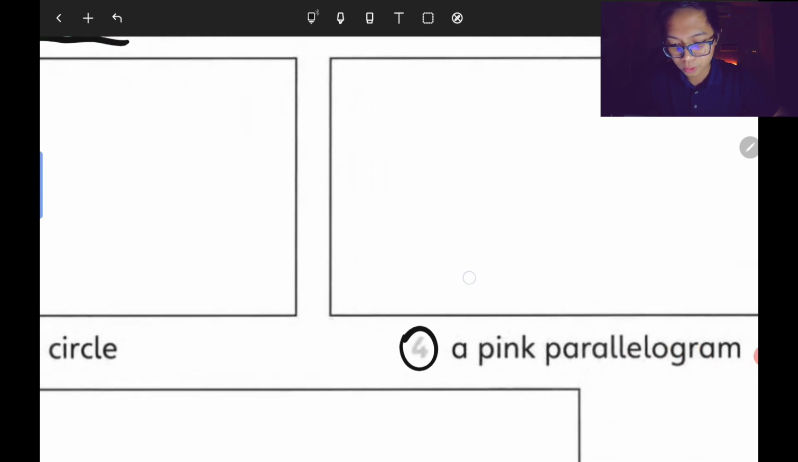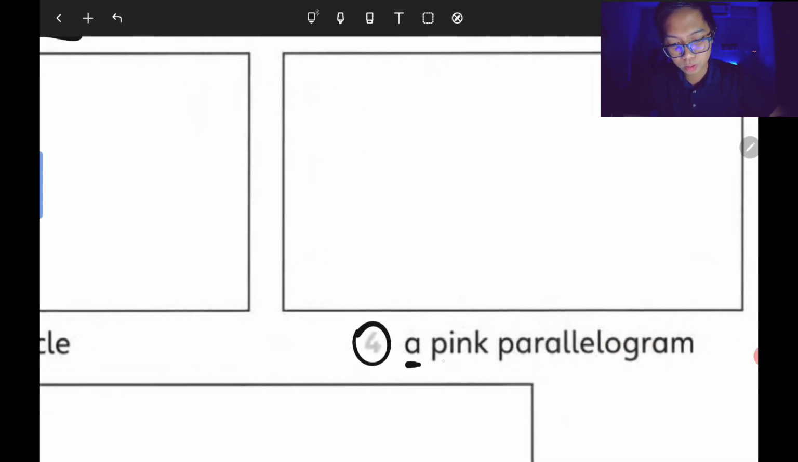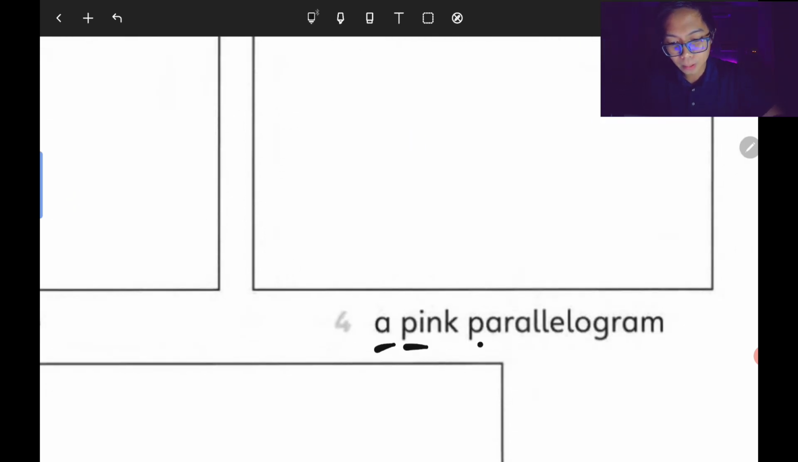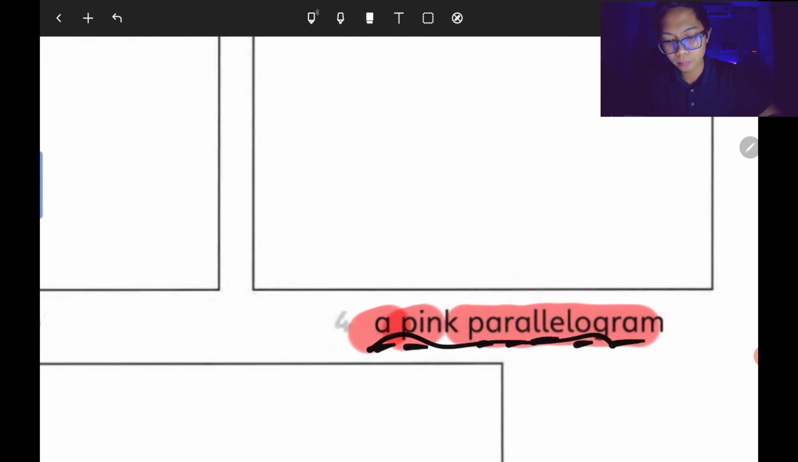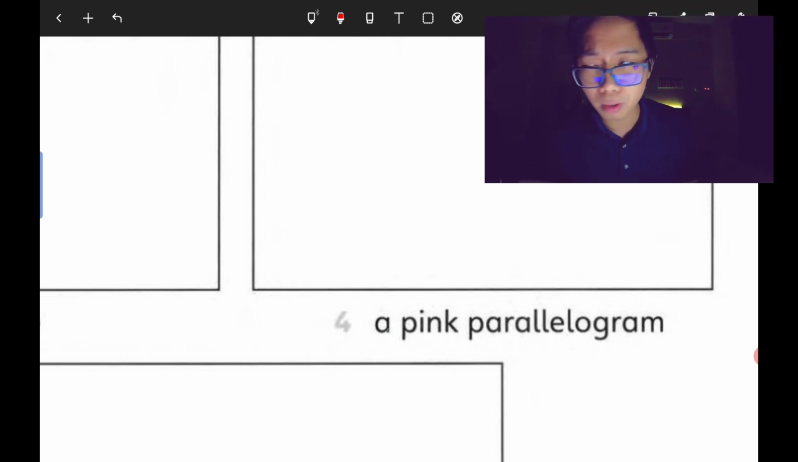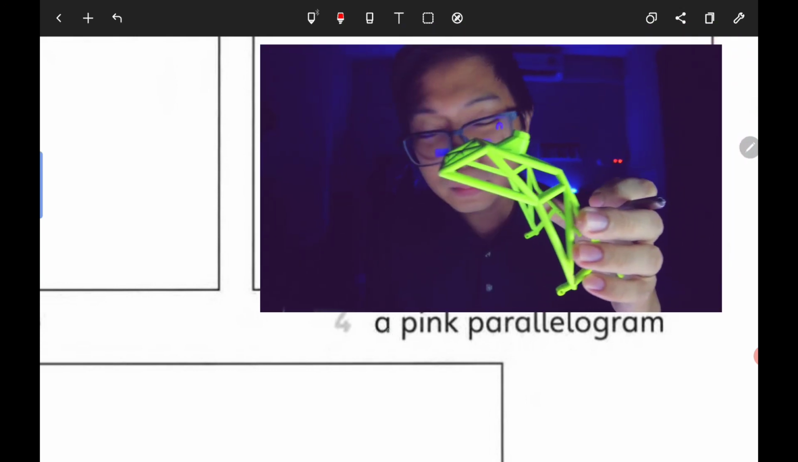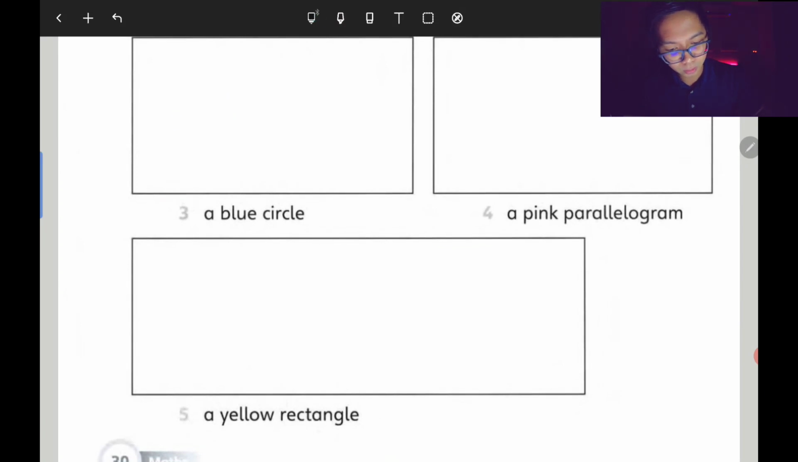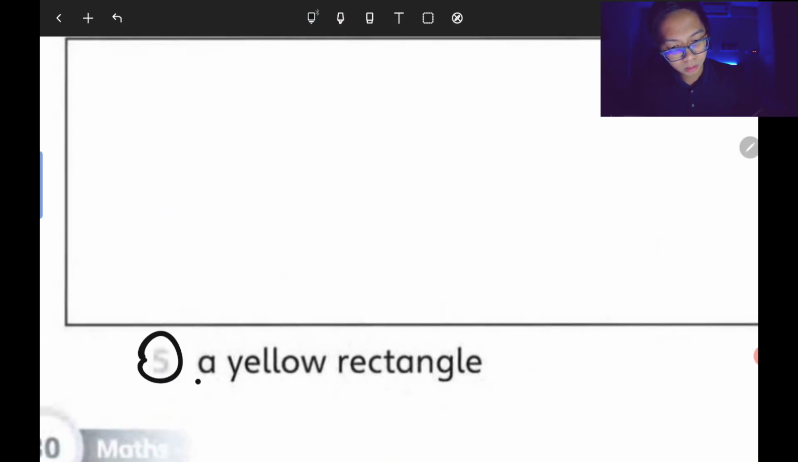So number 4, we have to draw and color a pink parallelogram. Okay, yang berwarna pink. Parallelogram. How's the shape of parallelogram? I'm not sure. Next, last one, number 5. Oh, a yellow rectangle.